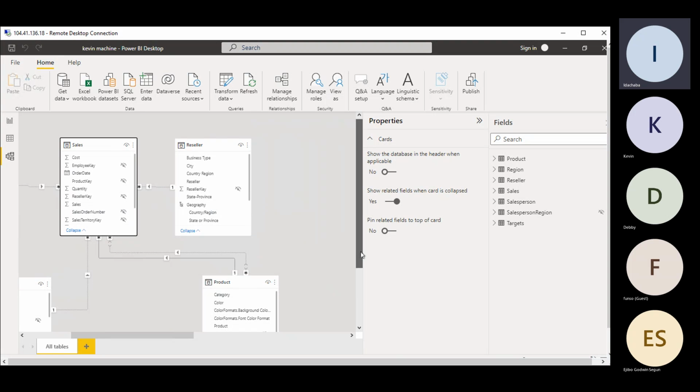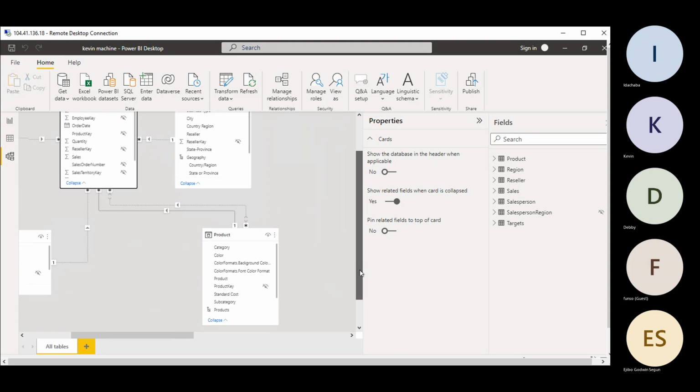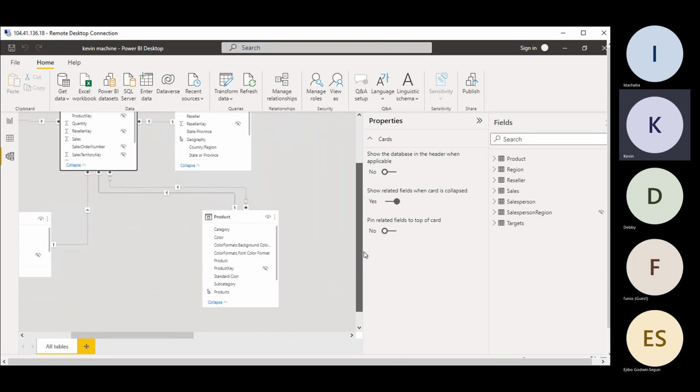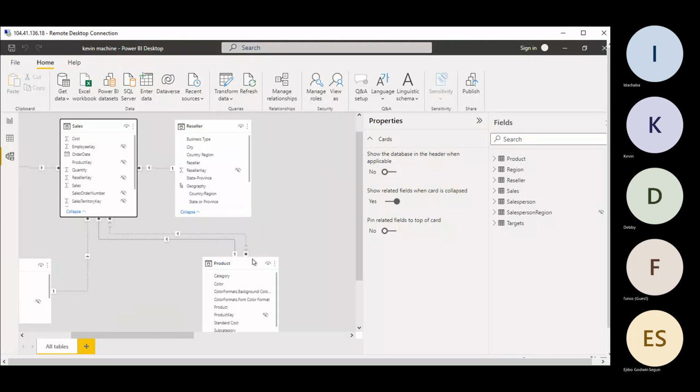Why? Because it's product. That product too has some relationship with sales, products, and all of that. So this is one of the things that we did yesterday.